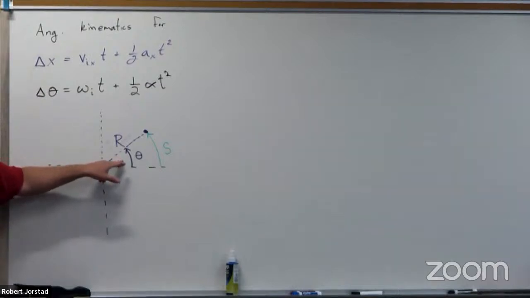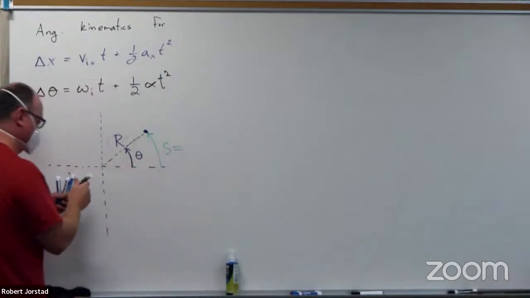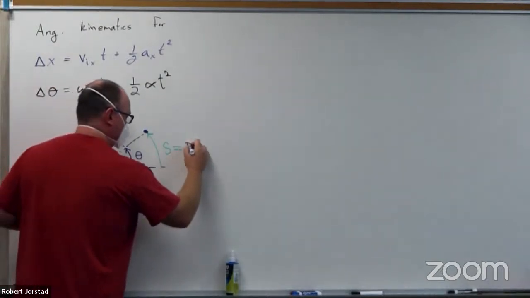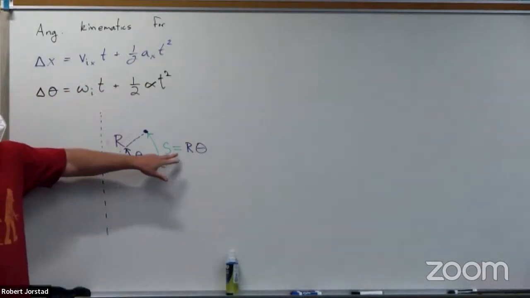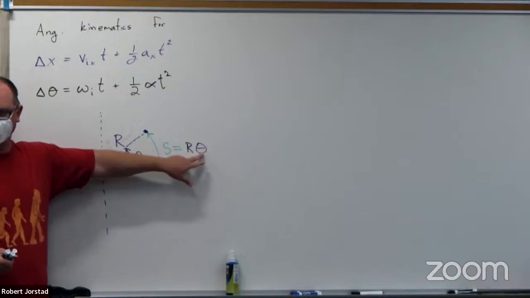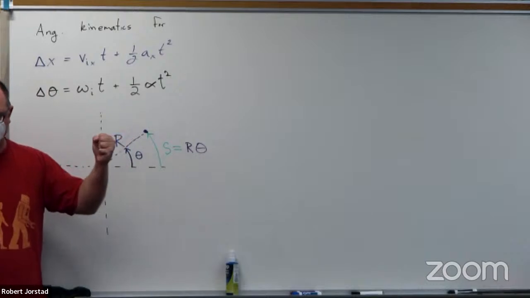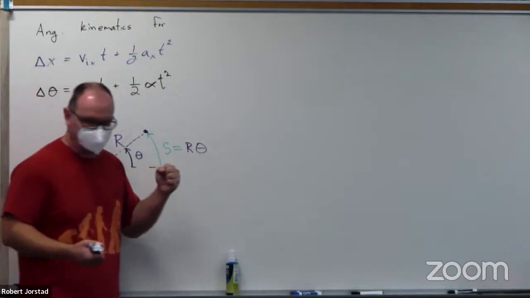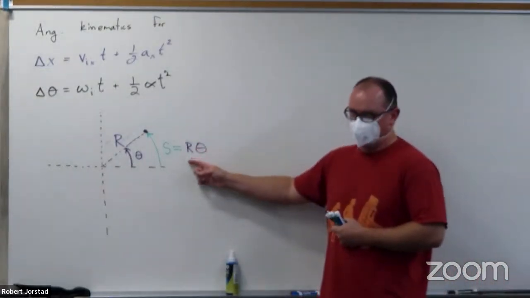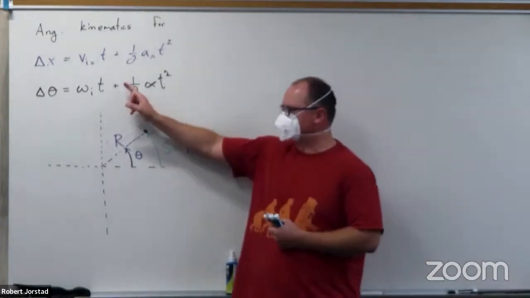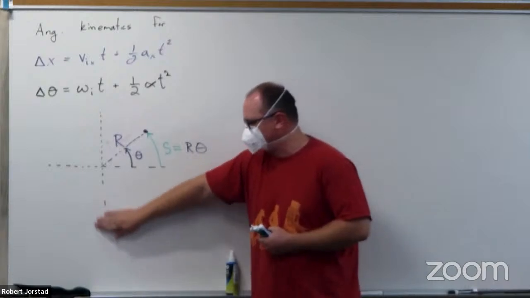Theta is in radians. So then let's just write this out and see if it makes sense from a unit perspective. Meters equals meters times radians. Radians have no units. We're good, right? Everybody cool with that? This is why we want to use radians for this equation up here. I'm going to show you a cool trick.